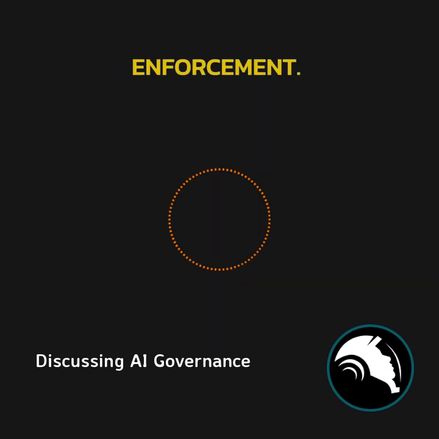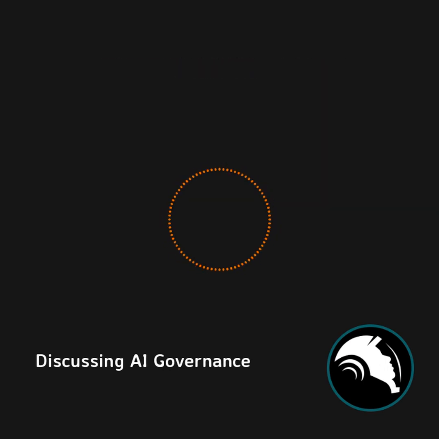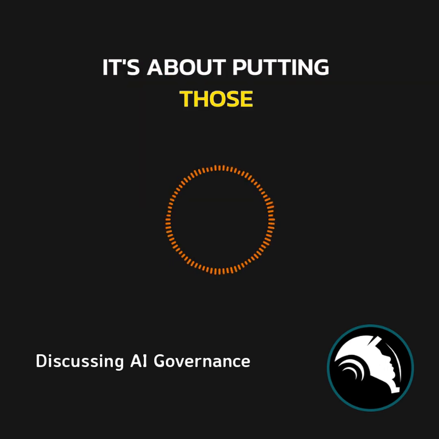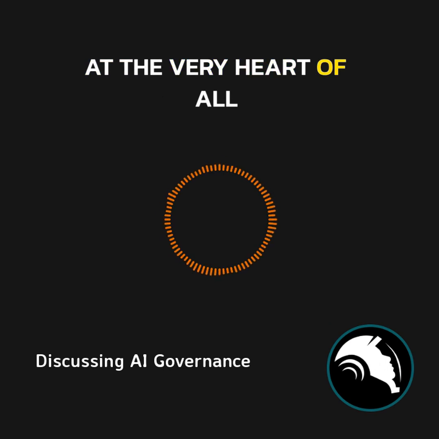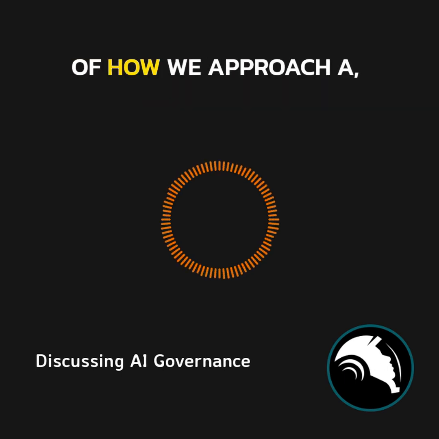Okay, so we've got three: education, engineering, enforcement. What's that last E? And last but certainly not least, the fourth E is ethics. Ethics, right. That's the big one. It really is. It's about putting those ethical considerations at the very heart of all AI decision making. So it's not just a box to check. It's the foundation of how we approach AI.